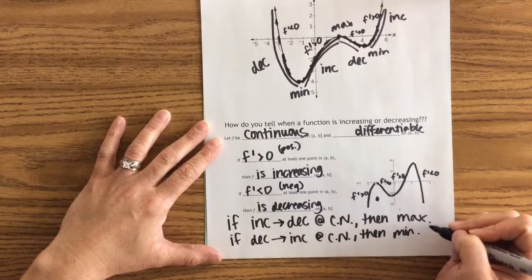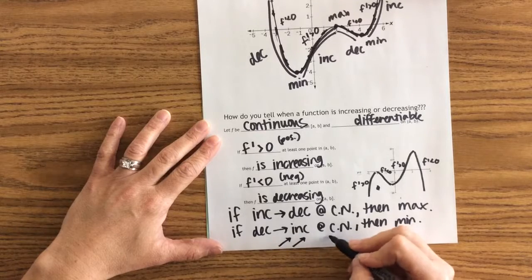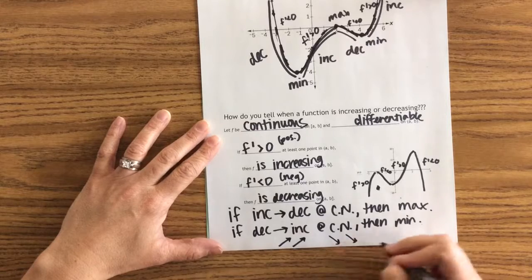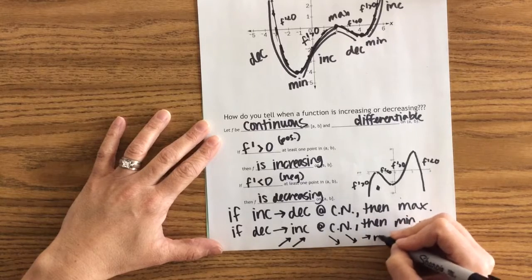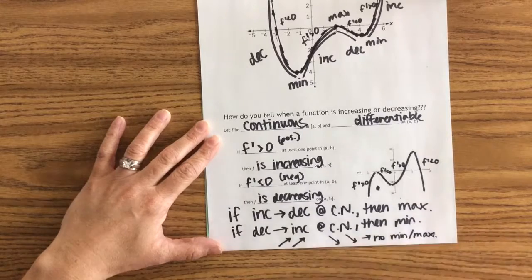Sometimes you'll have where it will go like increasing to increasing, or decreasing to decreasing, that's no change, and then there'd be nothing there. You know, no min or max if you see no change in direction.